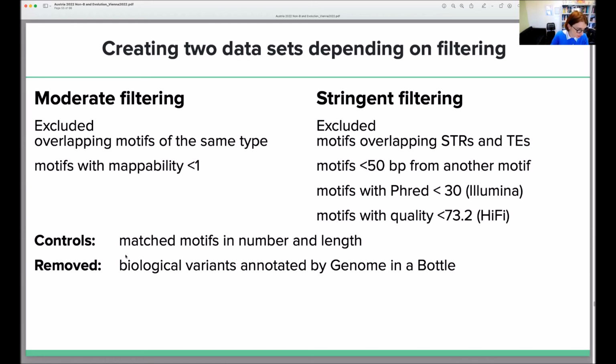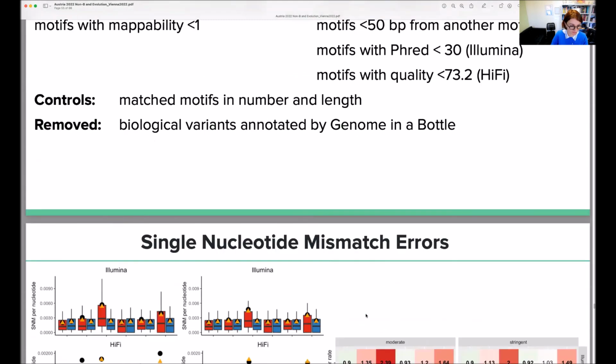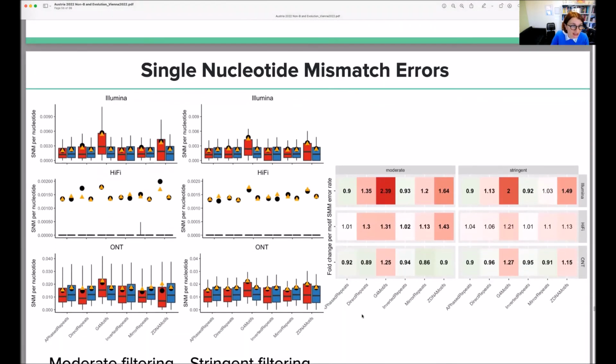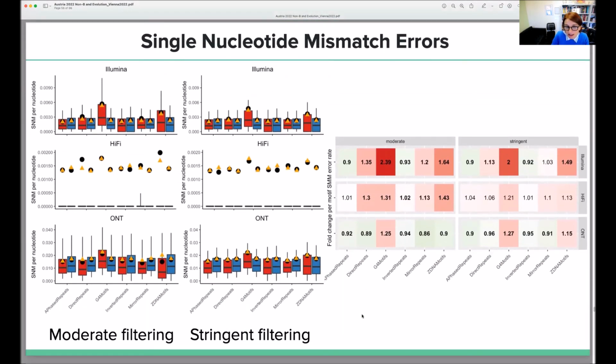Then we also used controls, in which we had matched motifs, and they matched the experimental data sets in number and in length. And then we also removed all biological variants annotated by Genome in a Bottle. And what we have analyzed are the three types of errors: just the single nucleotide mismatch errors, insertions, and deletions. So I'm showing you the results here for mismatch errors first.